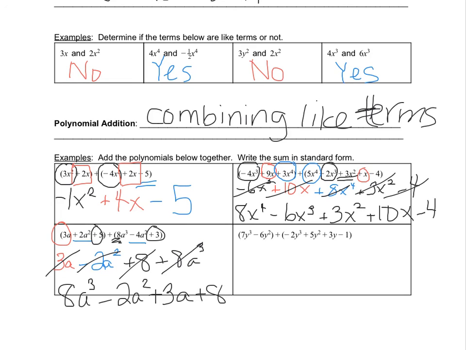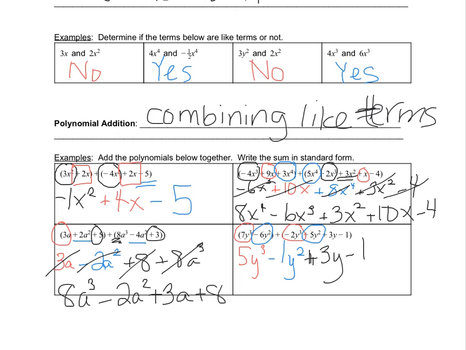Let's do this last one. So I've got a 7y to the third minus 2y to the third, so that's 5y to the third power. Then I've got a minus 6y squared and a plus 5y squared, so that's minus 1y squared. And then I've got these ones hanging out by themselves at the end that can't be combined.